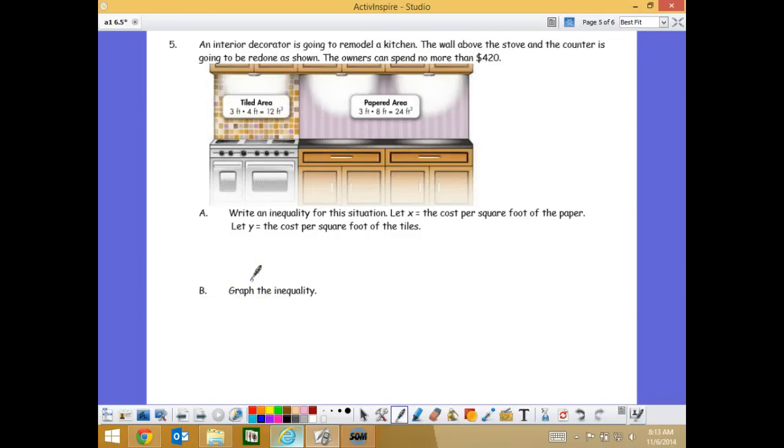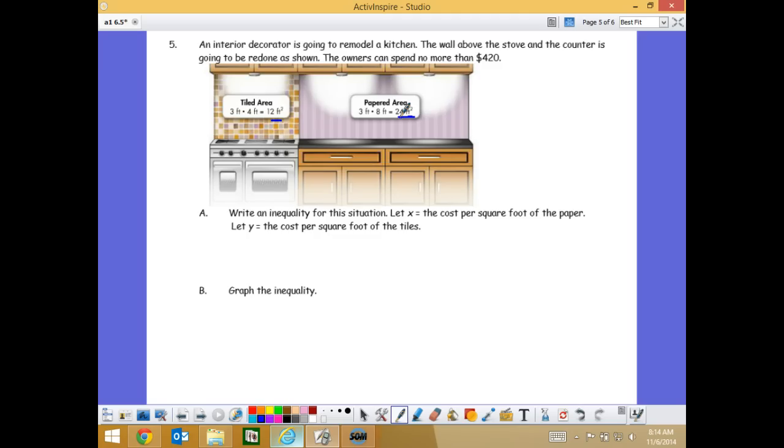In our last video for today, we're going to look at this word problem with the picture below. It says an interior decorator is going to remodel a kitchen. The wall above the stove and the counter is going to be redone as shown. Above the stove is going to be a tiled area, which is a total of 12 square feet. And above the counter is a total of 24 square feet, and that's going to be papered.